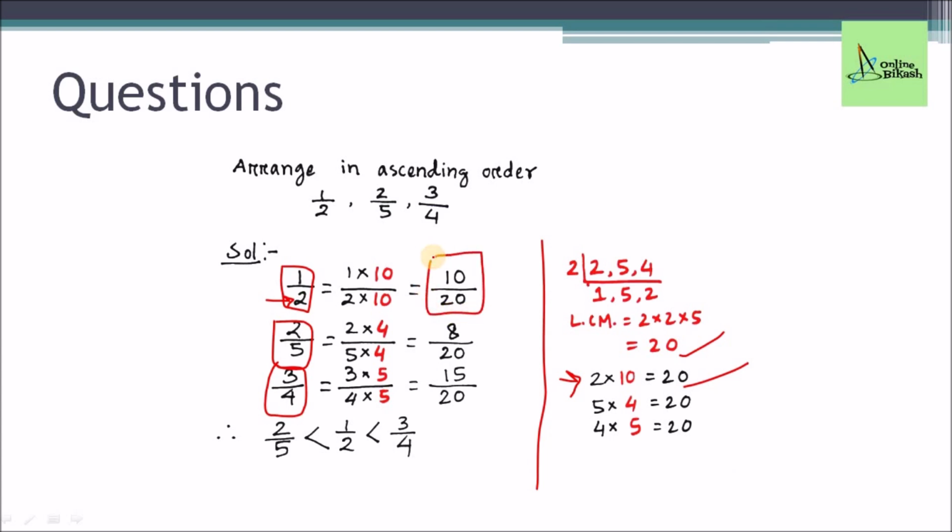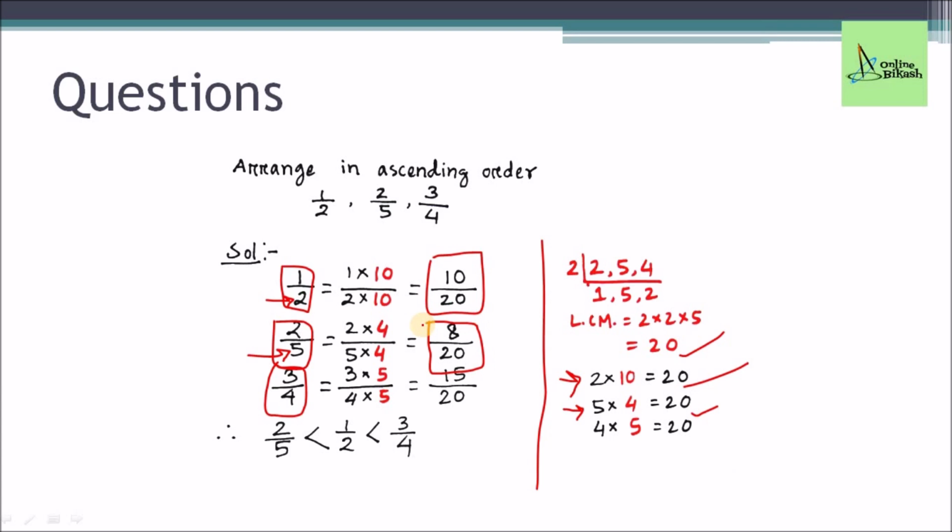After that you come to this 2 by 5. You check the denominator. Denominator is what? 5. Then you check what you will multiply with this 5 to get the LCM 20. You will say 4, because 5 4s is 20. So that 4 you multiply with both the numerator and denominator of 2 by 5. That way you will get 8 by 20 as an equivalent fraction of 2 by 5.